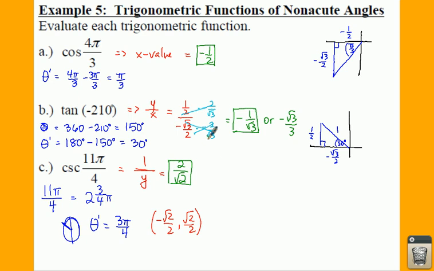So a couple different ways you can do this. If it helps you to draw the triangles, do that. If you just know your values around your unit circle, then that can work as well. It's entirely up to you, unless the directions tell you to do differently.